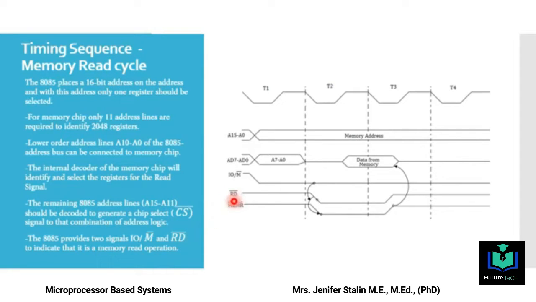After that, you can see the read bar signal. Read bar also, you know, bar means it is low. So in the second sequence, you can see it goes from logic 1 to logic 0 for some time, and then it goes back to logic 1. Within that time only, the MEMR bar, that is the memory read operation, is performed by the microprocessor. In the same sequence, the data from the memory is read by the microprocessor. So this is the timing sequence of the memory read cycle.